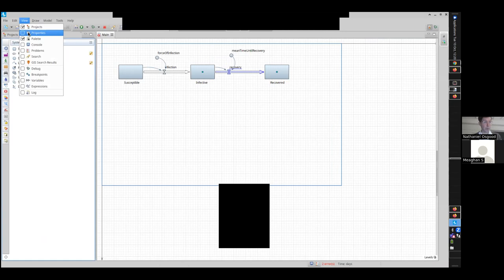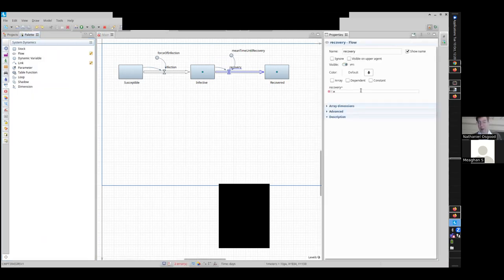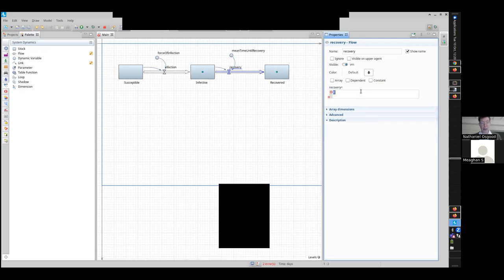Okay, where's my properties window? Come on. Get back here. Okay. Good. Infective divided by mean time until recovery. Okay, now what are we going to see if we run this now?